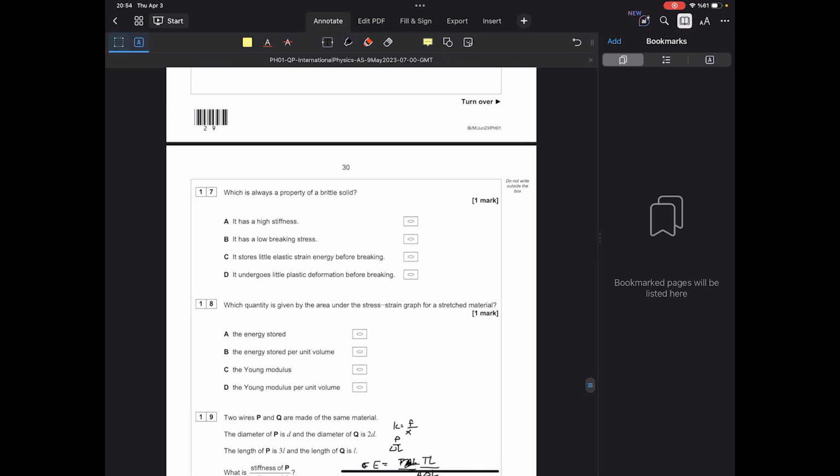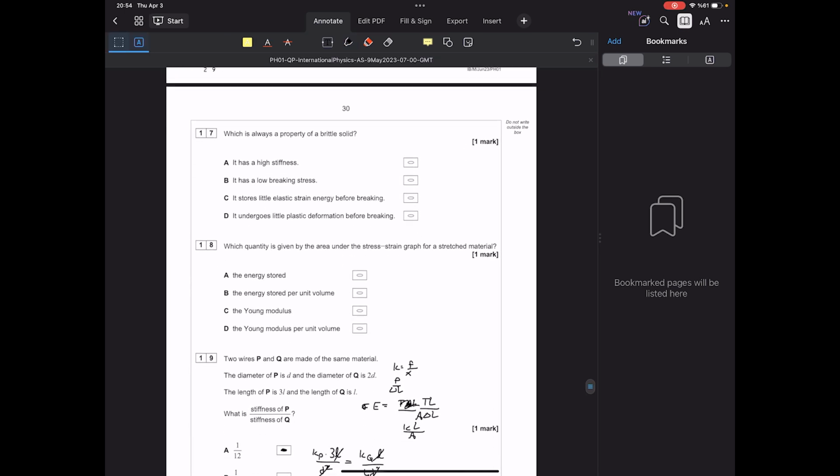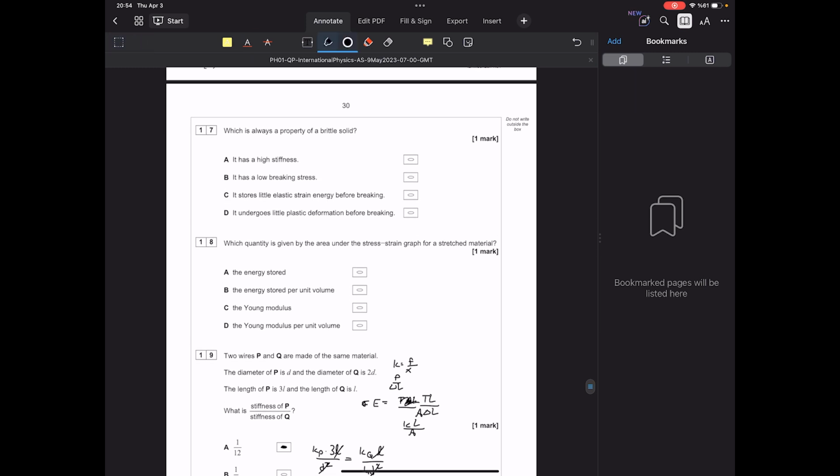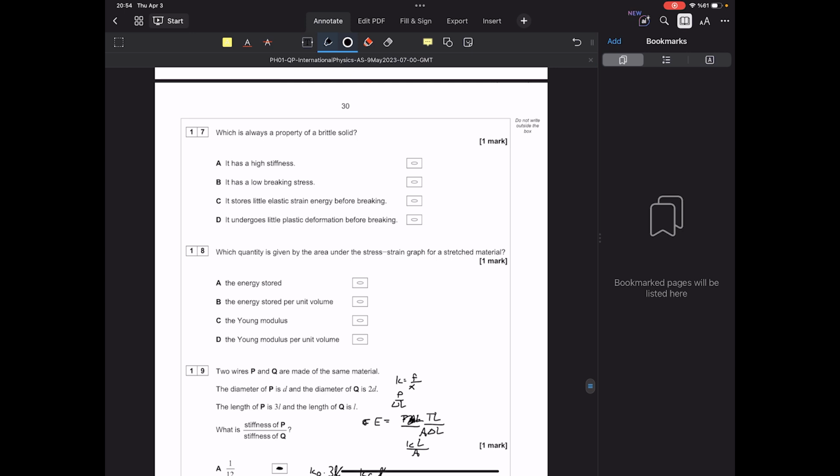Alright, so there are 3 questions about things here. I'm not going to solve the last one. Anyway, let's begin with the first one, which is always the property of a brittle solid. So again, remember the definition of brittleness. Brittle means it cannot extend a lot beyond the limit of proportionality. So after it goes to the limit of proportionality, it might extend a teeny tiny bit after the elastic limit, but it will break after that.